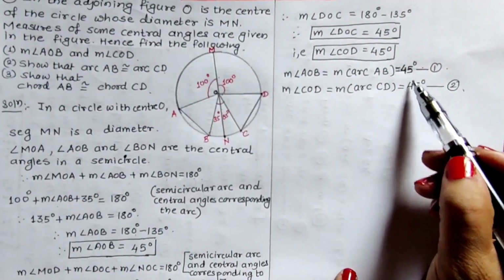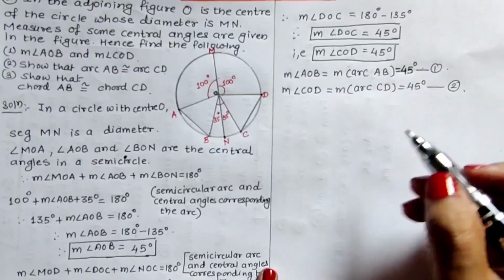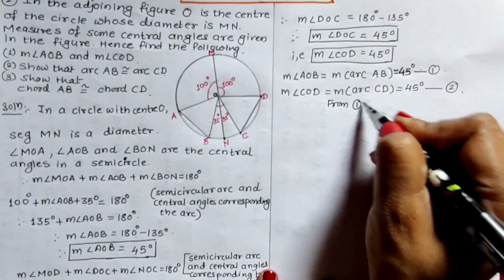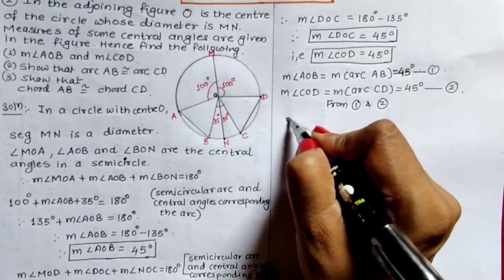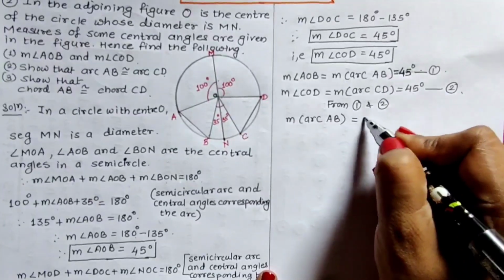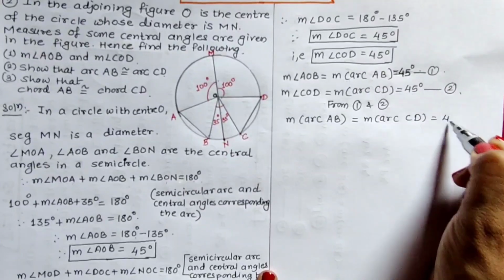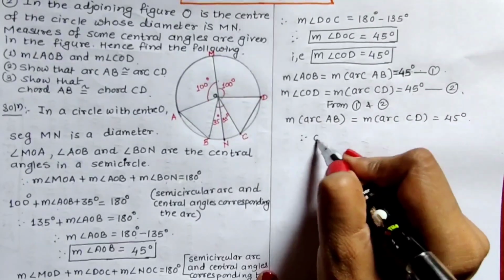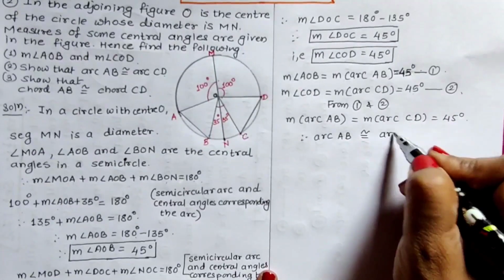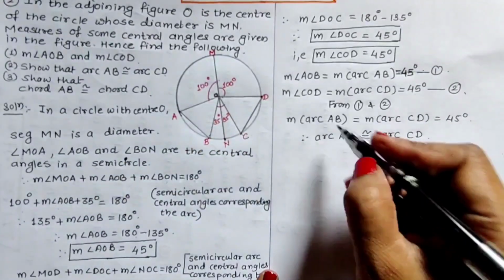As both these arcs have the same measure 45, that means these two arcs are equal in measure. So from 1 and 2 what can we write? From 1 and 2 we can write major arc AB is equal to major arc CD because they both are equal to 45 degree, and therefore arc AB is congruent with arc CD. So the second part of our question we have solved.